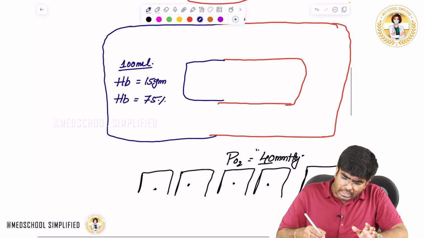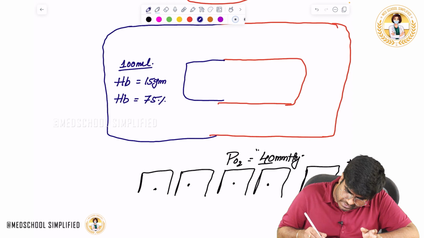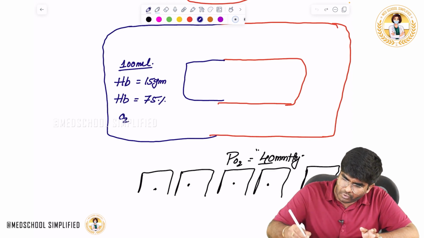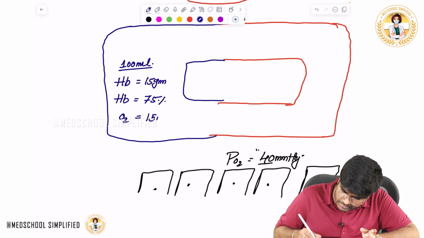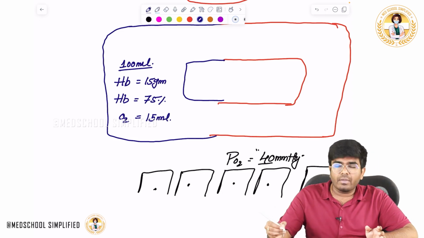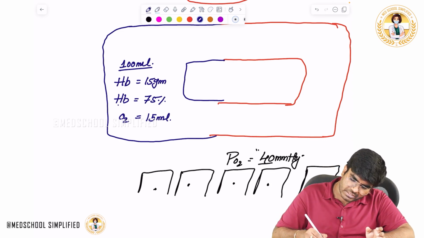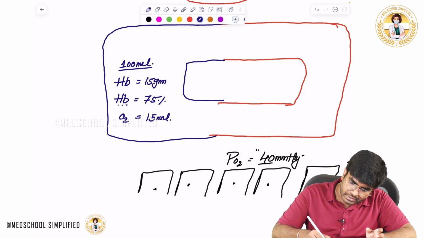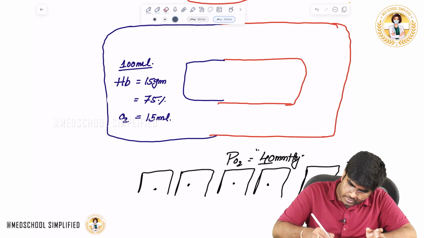And how much oxygen is present? The content of oxygen in the venous blood is 15 ml. So hemoglobin saturation is 75%. Let me write here percentage saturation. This is hemoglobin saturation.